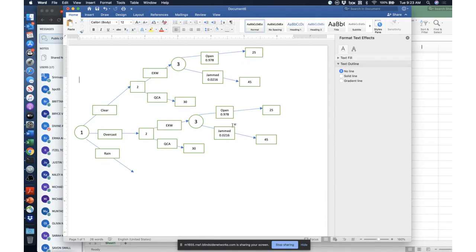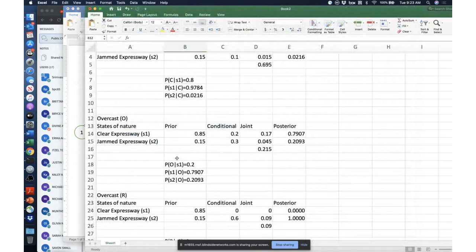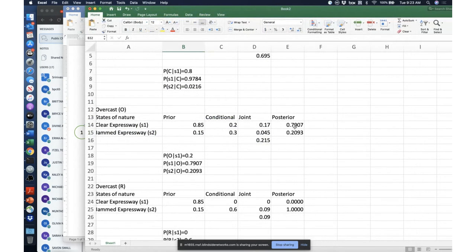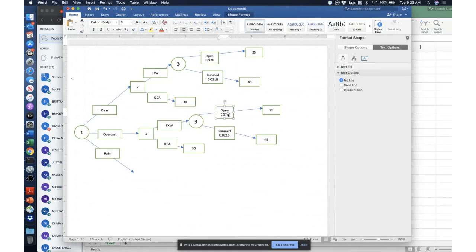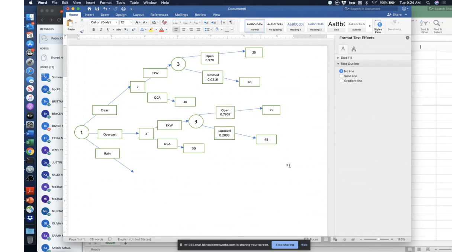But what are the probabilities now? This is the probabilities of being overcast. So based on being overcast, the probabilities are 79.07% and 20.93%. There you go. And similarly, if it's raining, you still have to make the same decision.